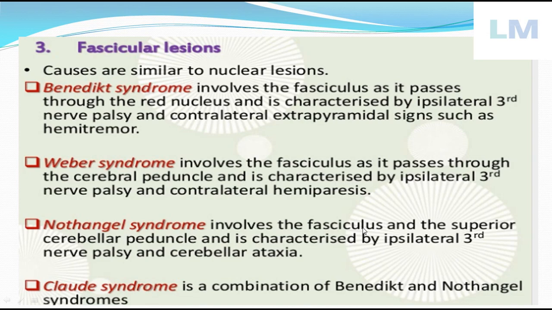Nothnagel syndrome involves fasciculi of the oculomotor nerve and the superior cerebellar peduncle. Since it involves the cerebellar peduncle, the person will have ataxia. That is like a drunken gait, cerebellar ataxia. If the third cranial nerve is involved on one side and the person has ataxia on the other side, the person is called Nothnagel syndrome. Claude syndrome is a combination of Benedict syndrome and Nothnagel syndrome. In this syndrome, there will be cerebellar ataxia on one side and cranial nerve palsy on the same side as the red nucleus involvement.